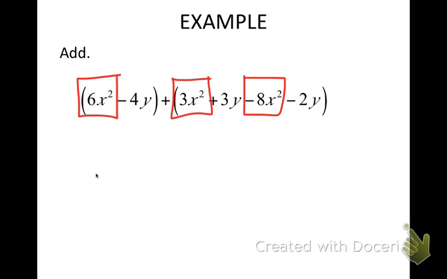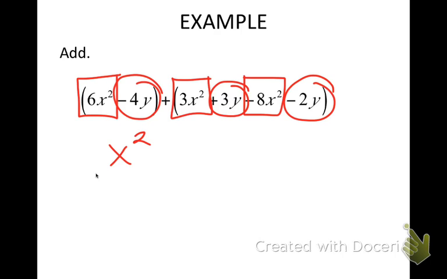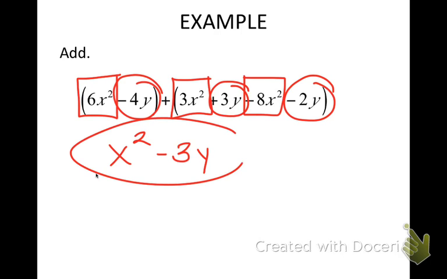But notice, here's another x squared. So 6x squared plus 3x squared is 9x squared. 9x squared minus 8x squared makes 1x squared. All right, now let's do the y's. Negative 4y plus 3y is negative 1y. Negative 1y minus 2y makes negative 3y. Done.